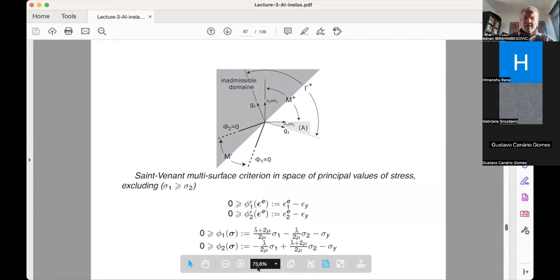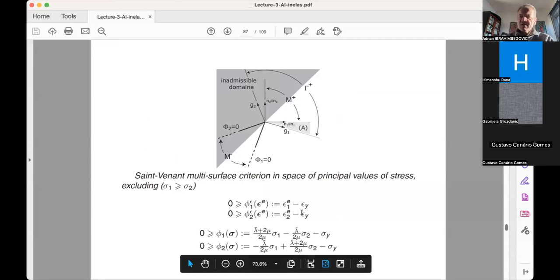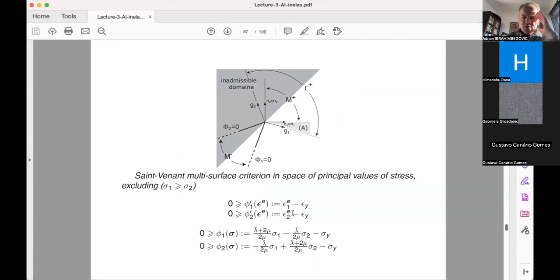So basically, the criteria was then done in the strain space, and Saint-Venant was also working on that. So we called it the Saint-Venant multi-surface criteria. This is done in the principal axes of the elastic strain. Basically, it said that if the elastic strain epsilon 1 elastic reaches the value which is characteristic of yielding, then you have plasticity. Or if the elastic strain number 2 reaches the value that you have in yielding, you have plasticity.